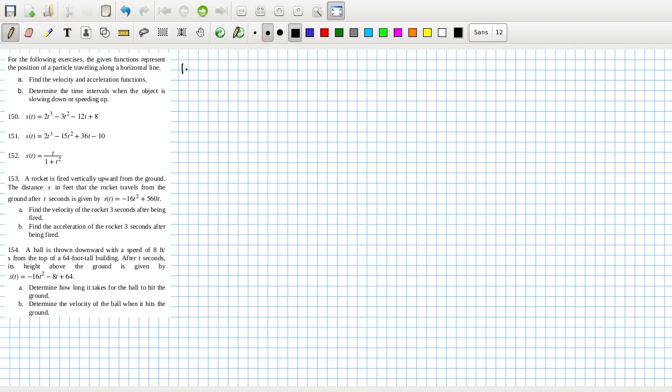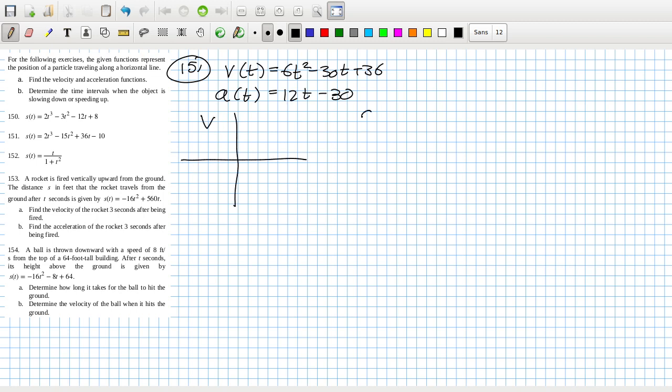151. So the velocity is 6t squared minus 30t plus 36, and the acceleration is 12t minus 30. And let's plot the velocity and the acceleration. So acceleration is easy. Same deal here. When this equals 0, it's 30 over 12. That's 5 over 2.